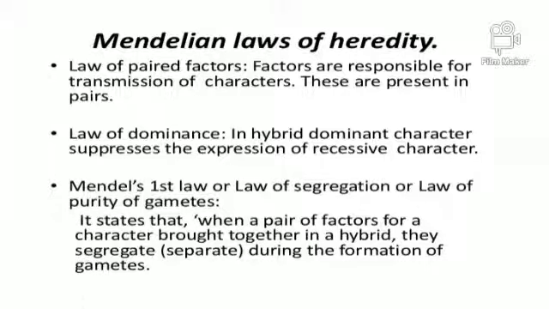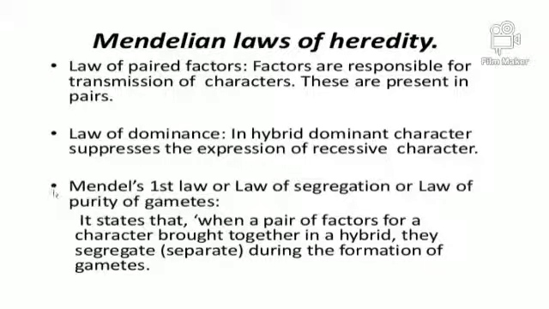So we denote the factors here. Factors are responsible for the transmission of the characters. Factors mean the different types of characters present in the parents. These factors are responsible for transmission of the character, and they are represented in pairs. So capital T is for tall, small t for dwarf, capital R for red flower, small r for white flower, capital G for green, small g for yellow. Like this we represent the factors which are transmitted, and this is called the law of pairs of factors.